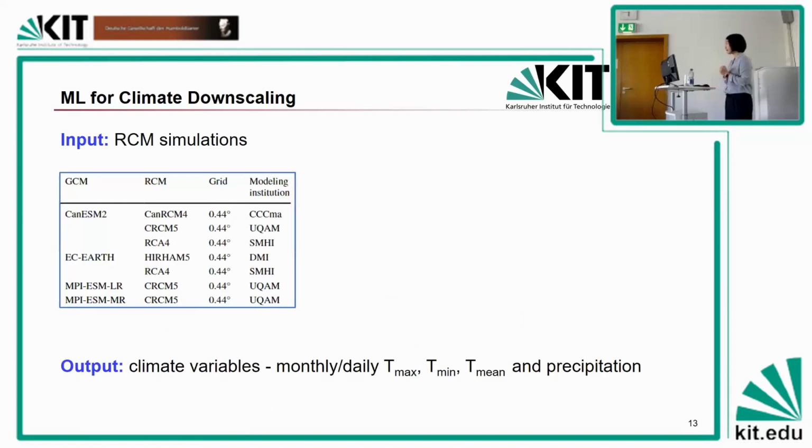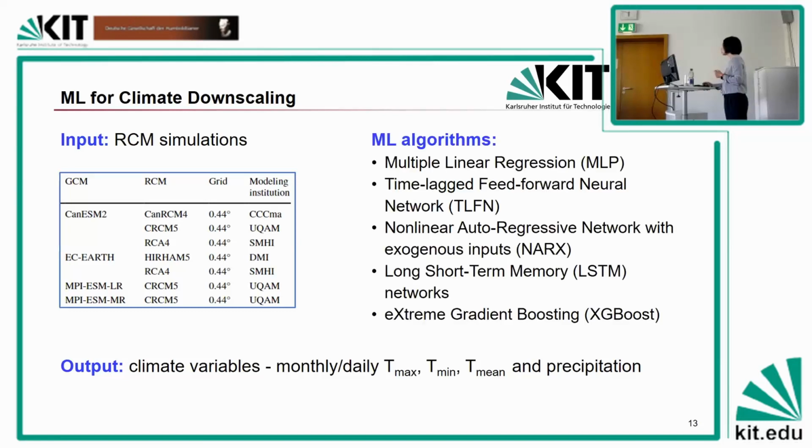So with that in mind, our machine learning models were very straightforward for us to set up. We take all of the simulation results we can get from existing RCMs as our input, and the output would be station or high resolution temperature and precipitation results. We tried a lot of different machine learning algorithms. First, mainly because we had different temporal resolutions.